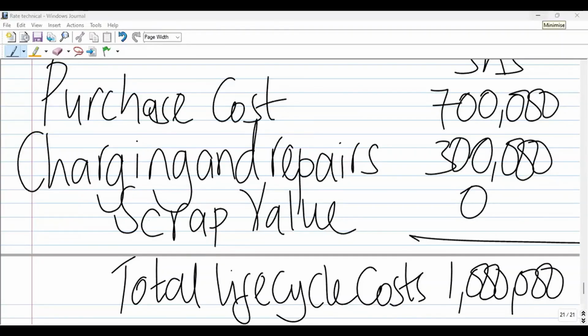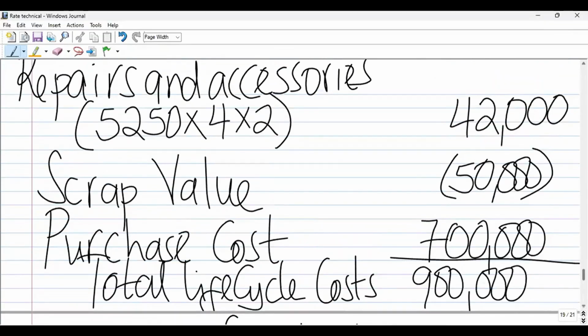Someone is saying that I said that scrap value is not included as a cost. I've excluded it. That's why I've subtracted it. So scrap value is subtracted to exclude it. Otherwise, if I just ignore it, that means it will remain as part of the value of the product. So it has to be subtracted to exclude it.